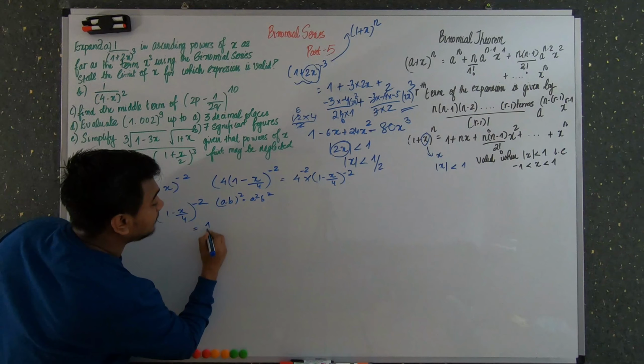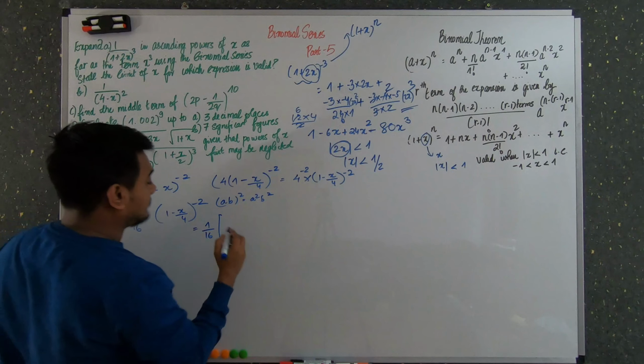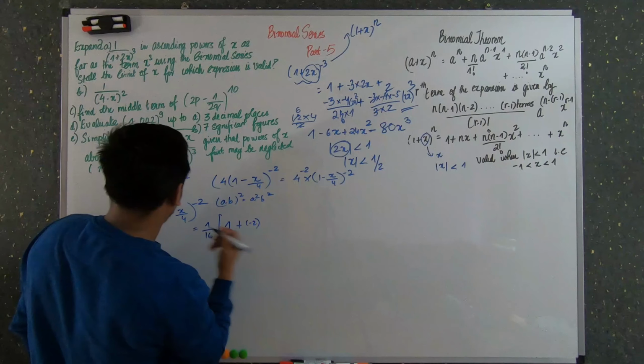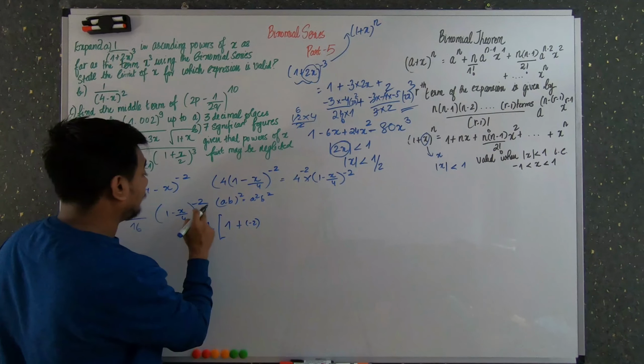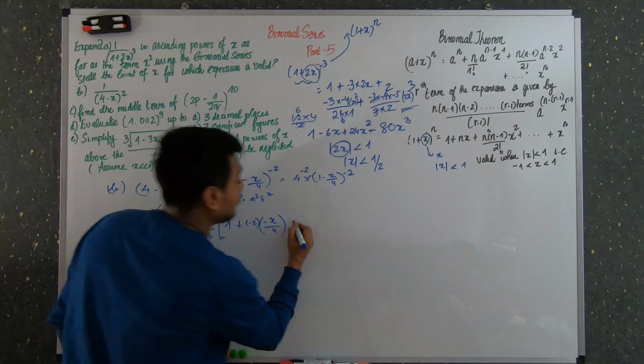Okay, now it's very easy. You can just write this 16 outside. Now you know the formula for this. It is 1 plus (minus 2) into n into x, so minus 2 into minus x by 4. Okay, what is the next term?